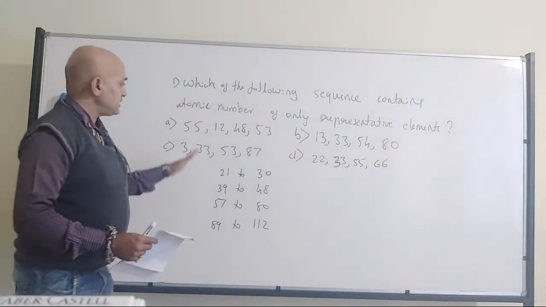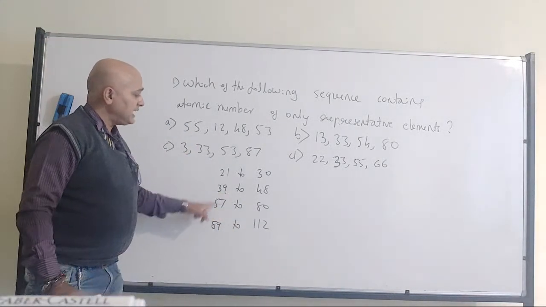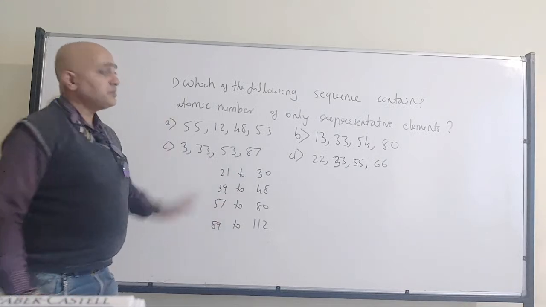Which are those options which does not have any number from this? They should be the answer.